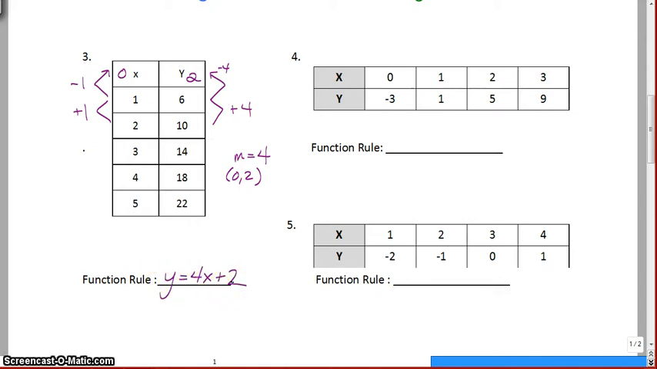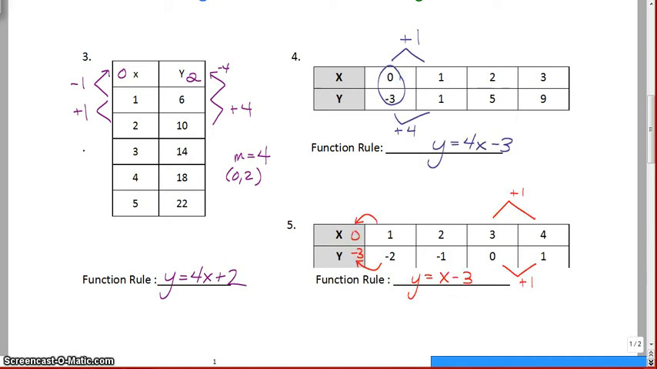Again, go ahead and pause the video and try number 4 and 5 and press play when you're ready. So for number 4, did you get y is equal to 4x minus 3? If you look at your change in x, you're going up by 1. Your change in y, you're going up by 4. You do have your starting point at 0, -3, so it's just y equals 4x minus 3.